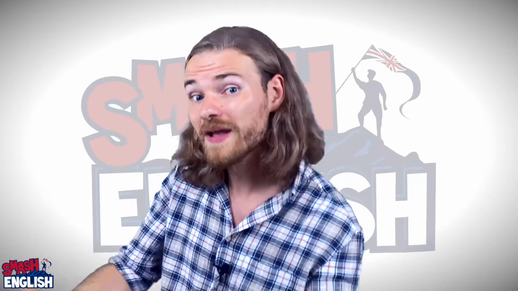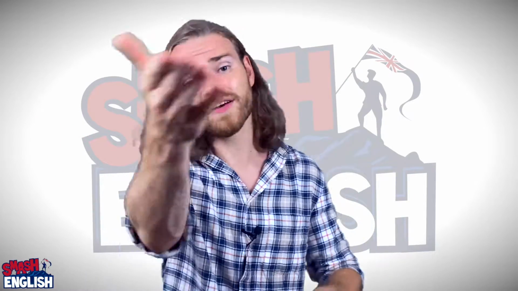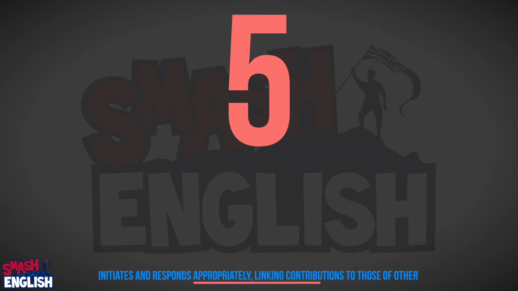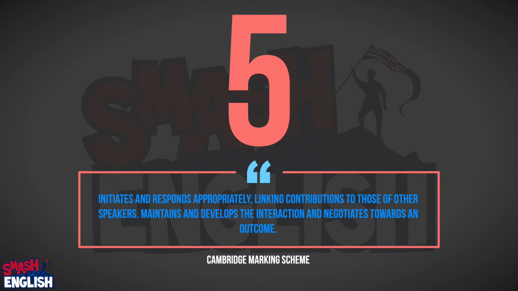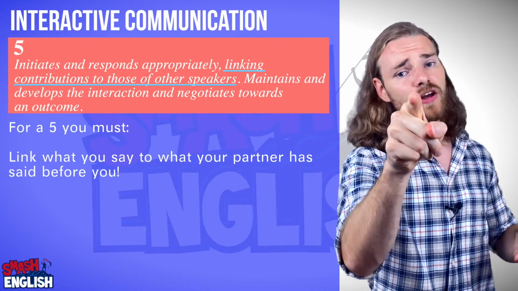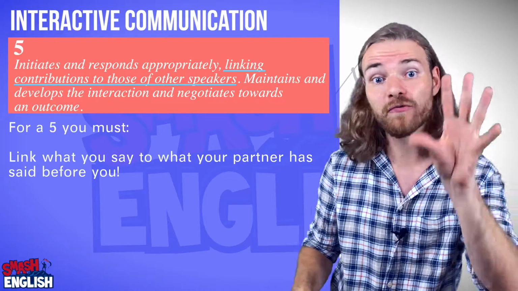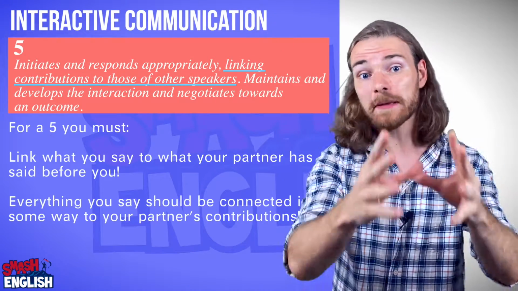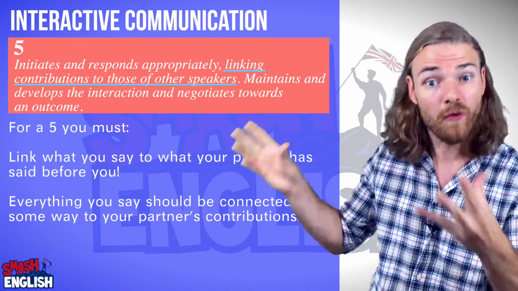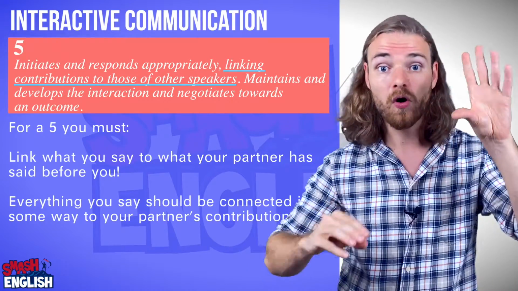So what must we do to get a 5 for interactive communication in the B2 First Cambridge Speaking Exam? 5. Initiates and responds appropriately, linking contributions to those of other speakers. Maintains and develops the interaction and negotiates towards an outcome. The most important thing for a 5 is linking what you say to what your partner said before you. Everything you say must be connected in some way to what your partner said before you started opening your mouth.